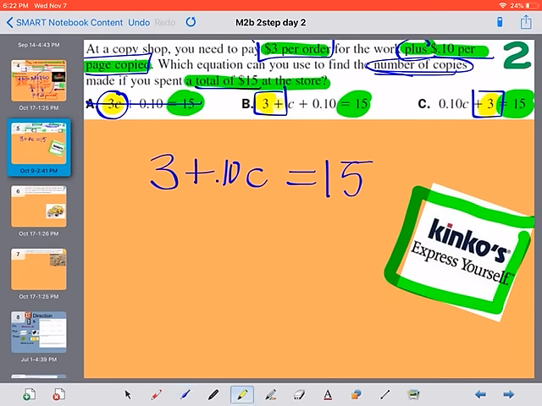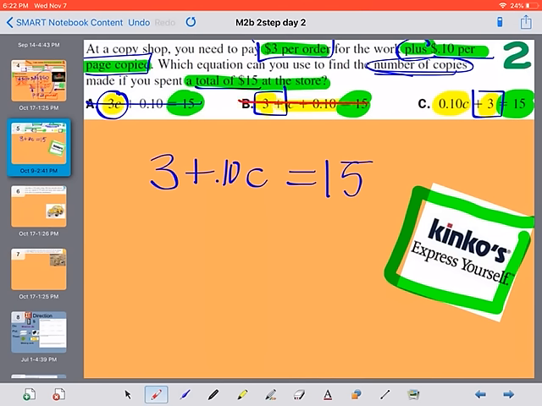So of our answers that are left, this one has C multiplied by 0.1. This one has us just taking our number of copies and adding 10 cents to that. If I wanted 25 copies, they're not just going to take the number 25 and add 10 cents. Doesn't make any sense. Get it? So this one is out.